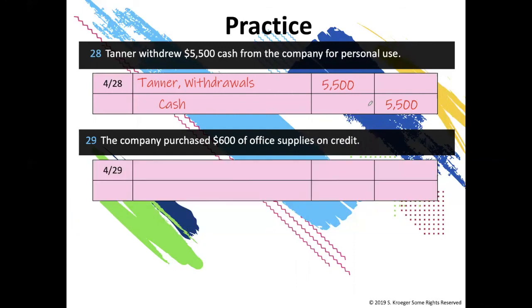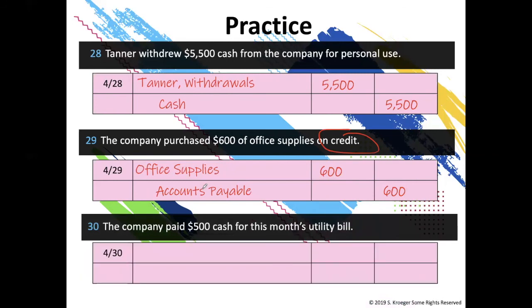Okay, on the 29th, the company purchased $600 of office supplies on credit. So we are getting office supplies, and since it's on credit, it means that we will owe this money in the future. Office supplies is what type of an account? An asset. And are we getting supplies here or getting rid of them? Well, we're getting supplies here. So my asset is going to increase as a debit. Okay, we have office supplies. This account is going up by $600. Now, normally it would be cash if you paid in cash, but we didn't. So in this case, it would be accounts payable of $600.